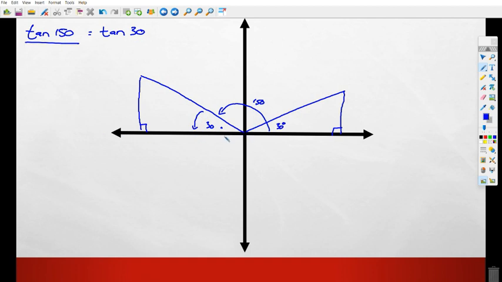So instead of writing tan of 150, tan of 150 is actually the same as tan of 30, because I am 30 degrees from the horizontal axis. But which quadrant am I in? I'm in the second quadrant, quadrant 2. Is tan positive or negative in the second quadrant? Tan is negative. So it's negative tan of 30.